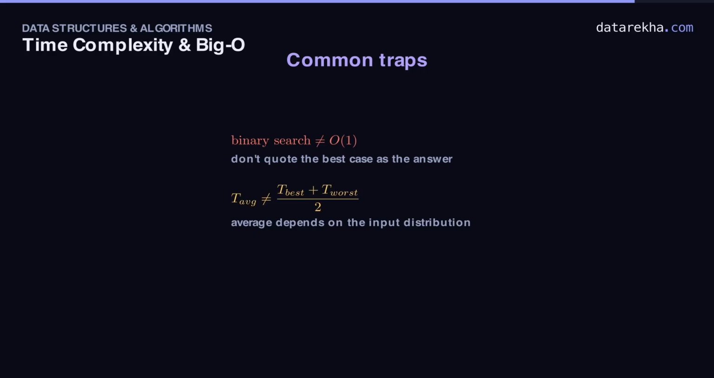Trap 2. Faking the average. The average case is not simply the best and worst averaged together. It depends on the probabilities of the different inputs. You have to actually weight them.